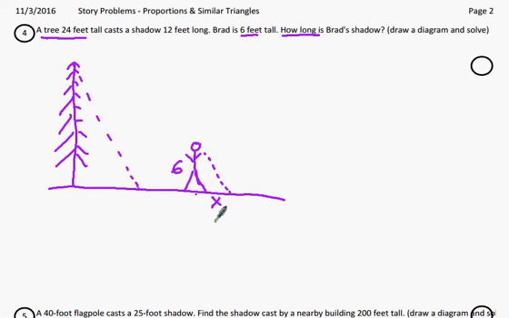Brad is 6 feet tall. So in this triangle, I have the side I'm looking for. I have the 6. Here I have the 24, and the shadow is 12 feet. So when I write the proportion, I start with the x, and I look for corresponding sides. x is the shortest side. It's also the side across from the angle of the sun, and 12 is across from the angle of the sun. It's also the shortest side of this triangle.